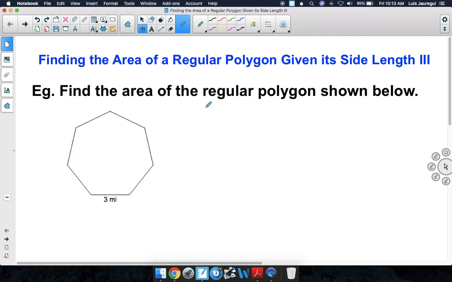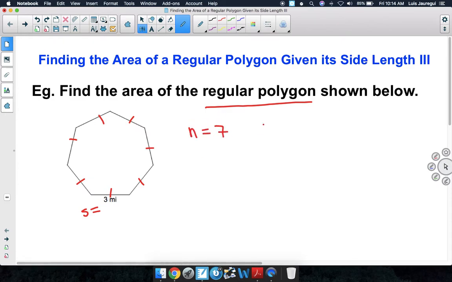The first thing we're given is that we're dealing with a regular polygon, so that means that all sides are congruent and all interior angles are congruent. In addition, we're given the side length here. Notice that each side measures 3 miles. Let's go ahead and count the number of sides. We have 1, 2, 3, 4, 5, 6, 7. So we're dealing with a regular heptagon, and we know that n is equal to 7.